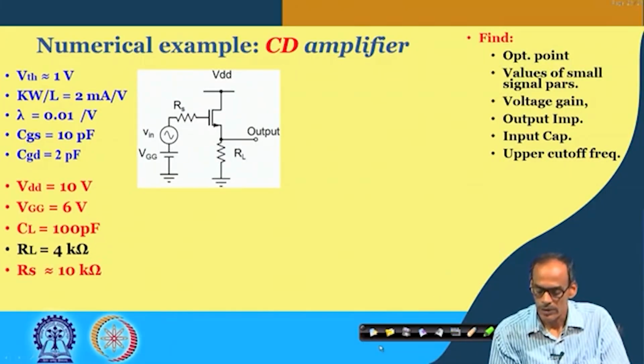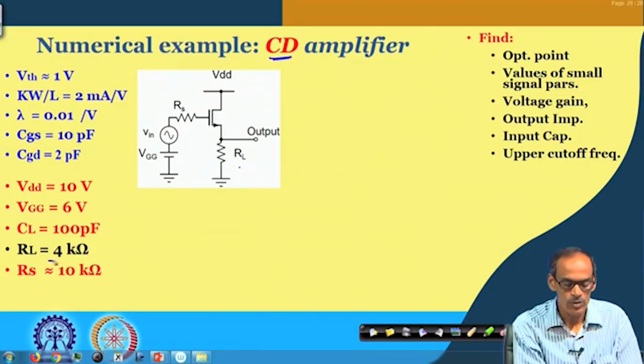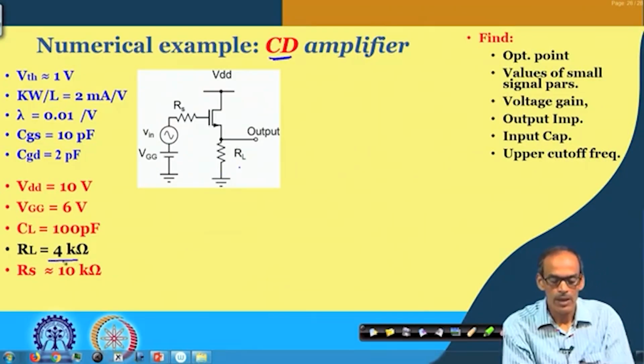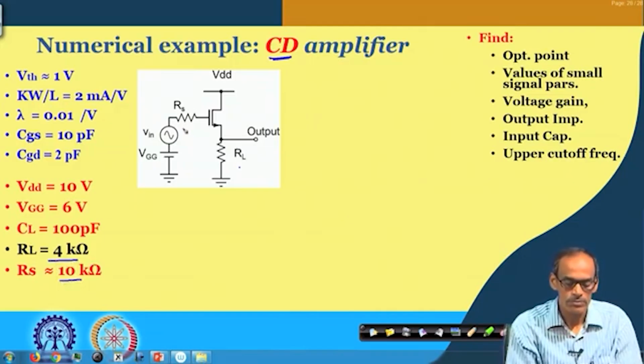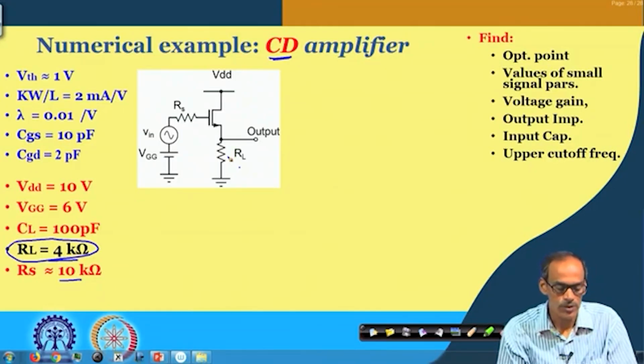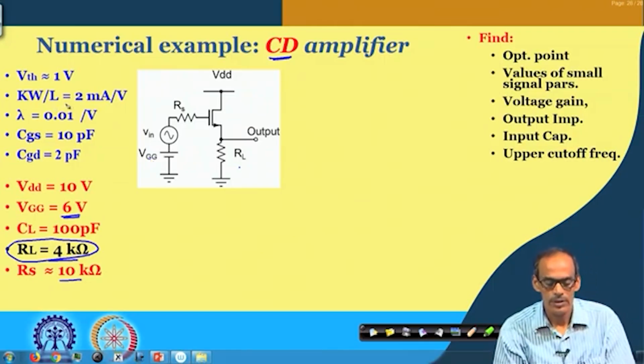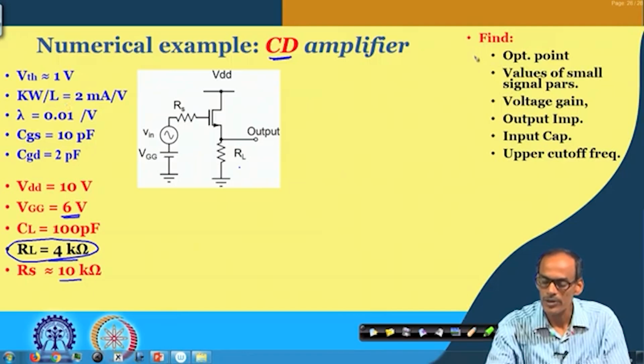Yes. So here we have the same common drain amplifier, but with R L having a value of 4 k, and R S the same 10 k. Instead of an ideal bias circuit, if we put R L of 4 k and V G S of, say, 6 volt with whatever parameters are given here, then how do you find the operating point?